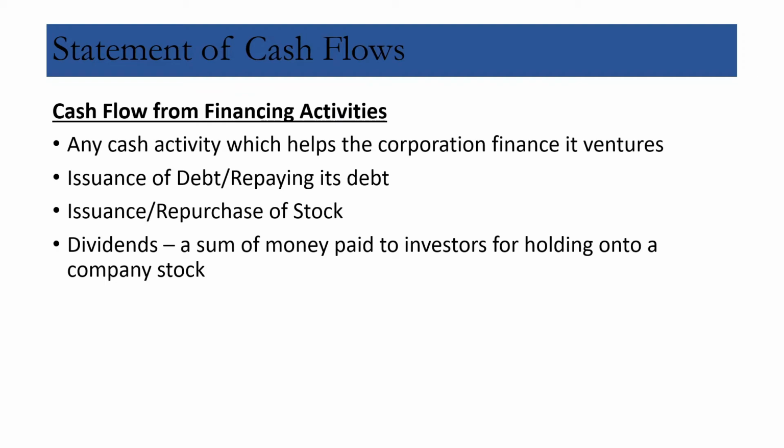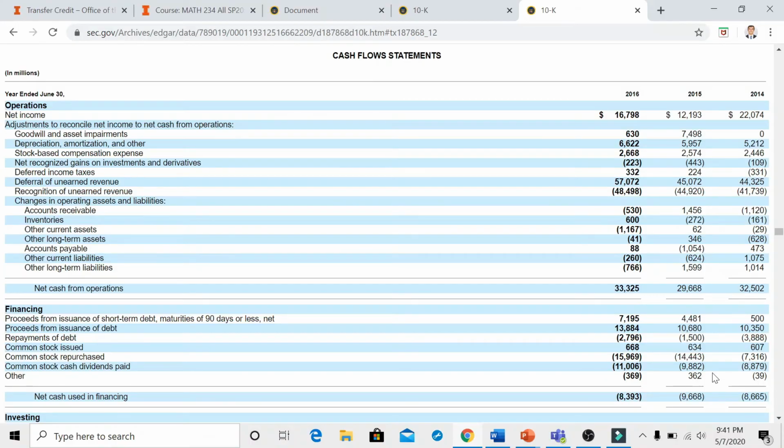Same with the issuance and repurchase of stock, and then dividends. Dividends are that small sum of money that are paid to investors for holding onto a company's stock, and this is also going to show up in the cash flow from financing activities. And we're going to look at our last financial statement, the statement of cash flows of Microsoft, just because it's really laid out very nicely.